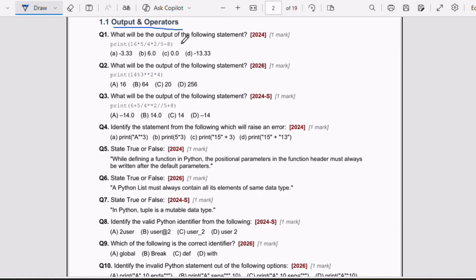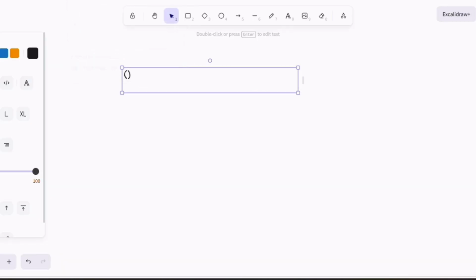Okay, so let's see what the first question is. It is a question from paper 2024. What will be the output of the following statement? So once you see anything like that, the first thing that should come to your mind is that we have to solve it using precedence of operators. So what is the precedence of operators in Python?